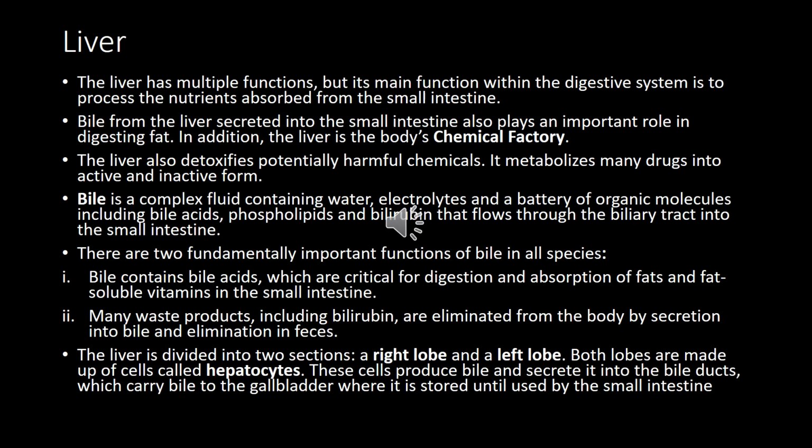If you have ever seen the diagrammatic representation of the liver, there you can easily appreciate the two lobes of the liver. Both lobes are made up of cells called hepatocytes, and these cells produce the bile, which is secreted into the bile ducts, which carry bile to the gallbladder, where it's stored until it's used by the small intestine for further digestive activity. It's kept stored over there.